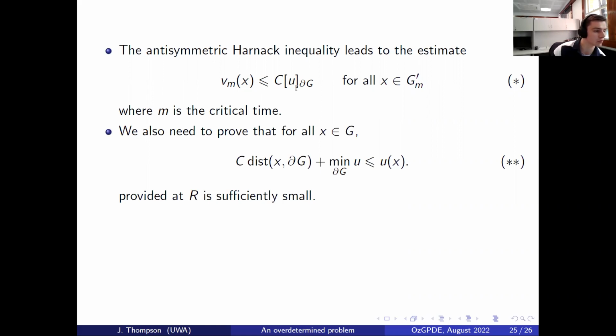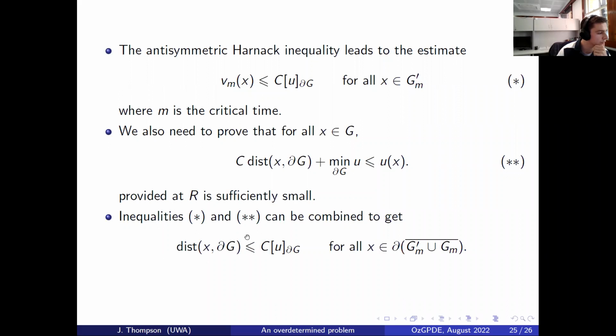From there, you need to use boundary estimates to prove the following technical result. Once you have this inequality, you can combine them to prove that the distance of x to the boundary of G can be controlled by the Lipschitz semi-norm of U. And this is on the boundary of, so we've got the reflected part of G, we've got the part of G on the right-hand side of the plane, and then we take the closure of that, and then we take the boundary of that.